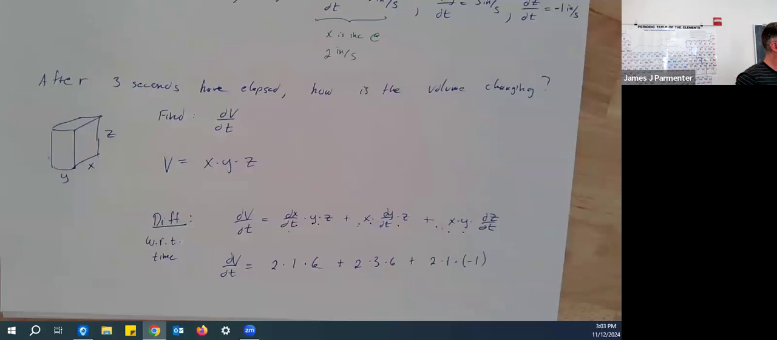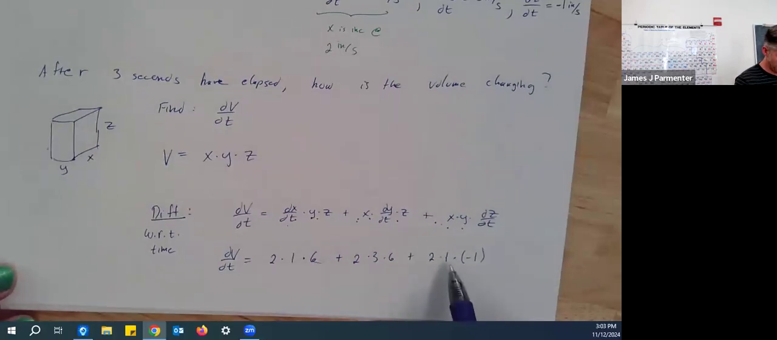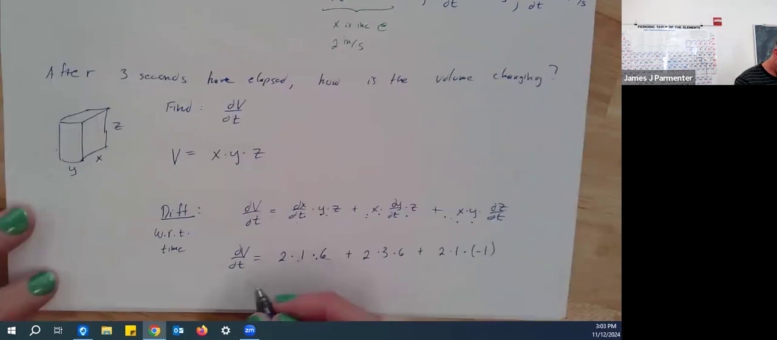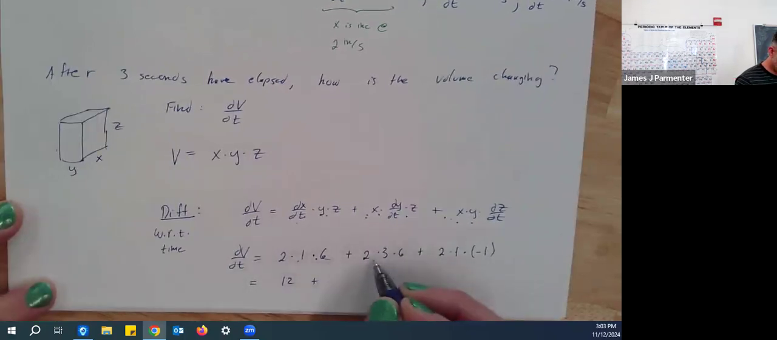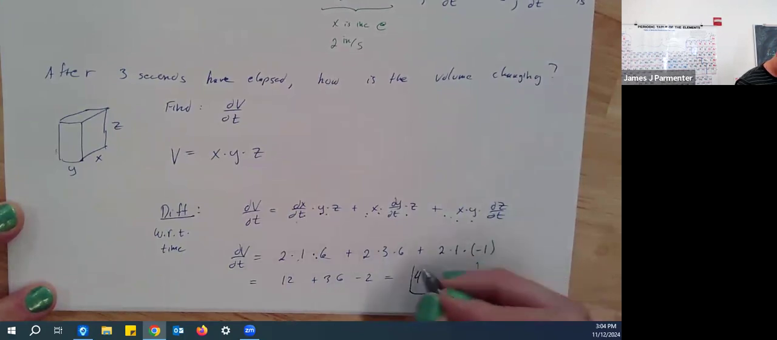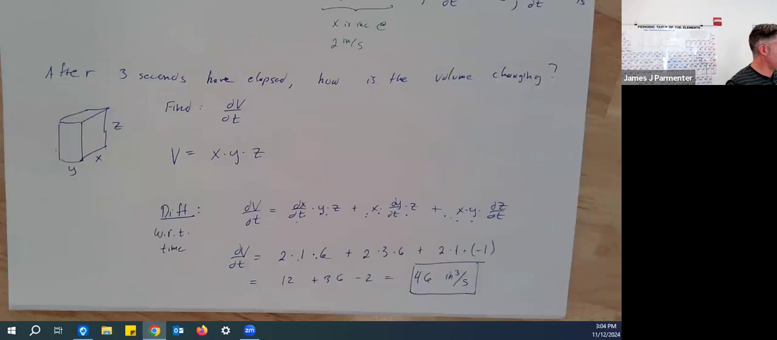Now I know I didn't write any units, but I want to point out that each of these 3 different things added together are in inches per second times an inch times an inch. That's going to be inches cubed per second, which are the units we would expect for how a volume is changing. So we're going to get 12 plus 36 minus 2, that's going to be 46 cubic inches per second. So at that moment in time, that's how fast the volume of the box is increasing. At a different moment in time, it would be a different value. So just something to be aware of. Yeah. Interesting.